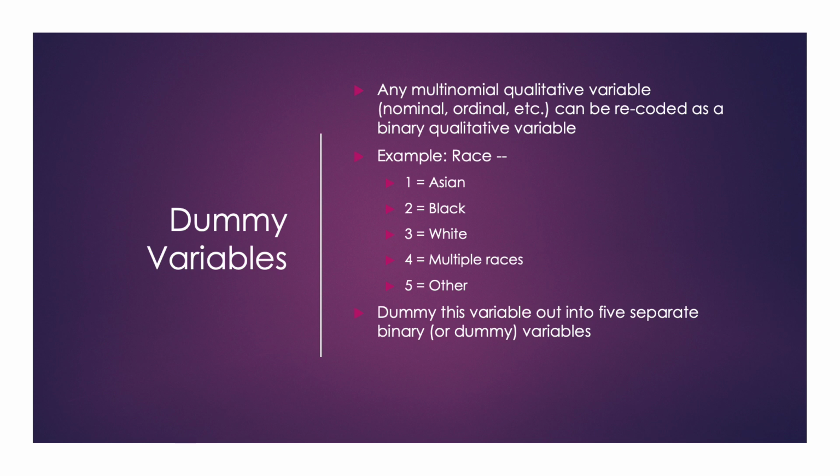So you might create a new column called Asian, where 1 would indicate that they have that trait, they identify as being Asian, and 0 would indicate that they do not have that trait, they do not identify as being Asian. And we could do that for each of these 5 options, thus creating our 5 separate dummy or binary variables.